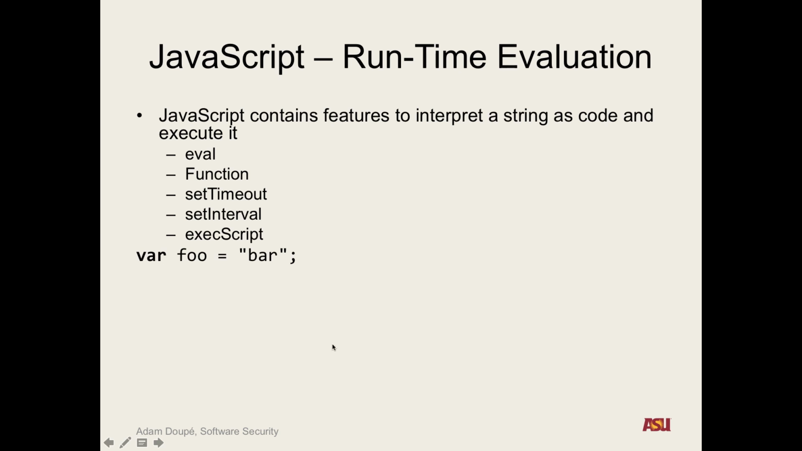Also execScript. So we can have a variable foo equal to bar, and we can eval a constant string, right? Where it'll say foo is equal to Adam. And now if we print out the value of foo, what's it going to print out? Adam. Is it very easy then to reason about what code is doing that has an eval in it?